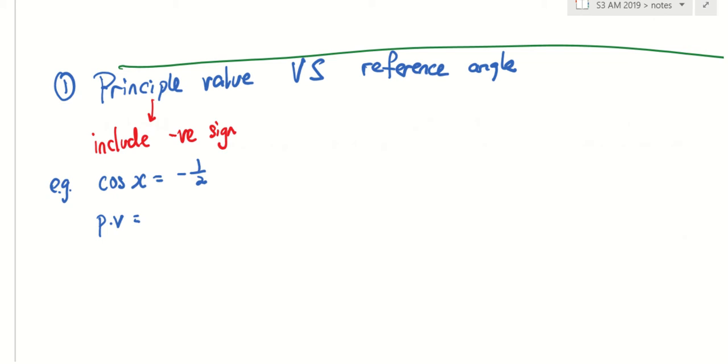Nigel is waiting. In degrees, please. 120 degrees. Like that. Full stop. This is called principal value. We always include the negative sign.